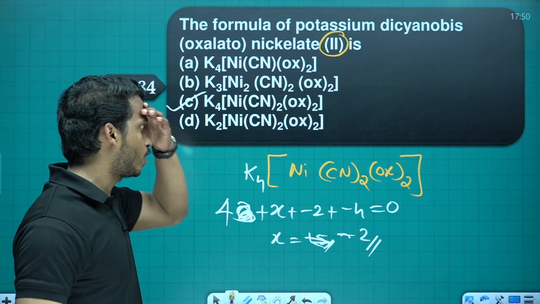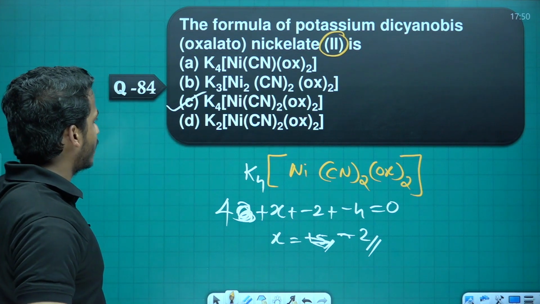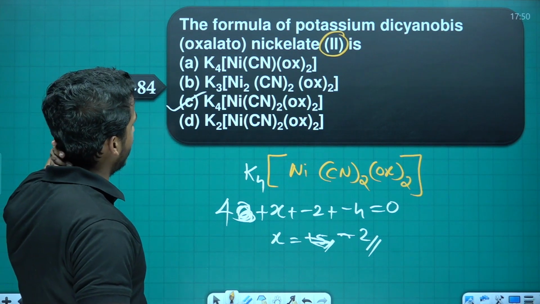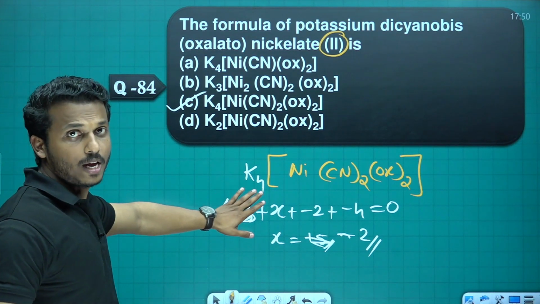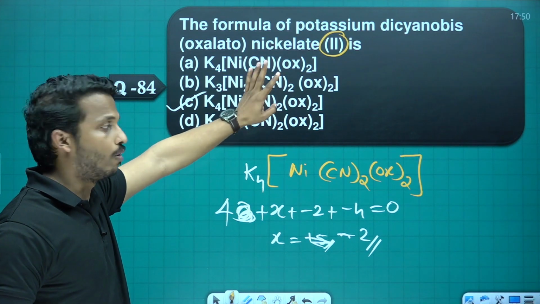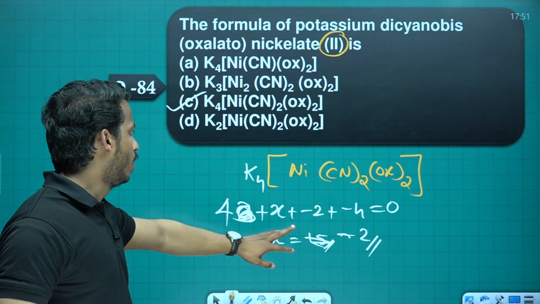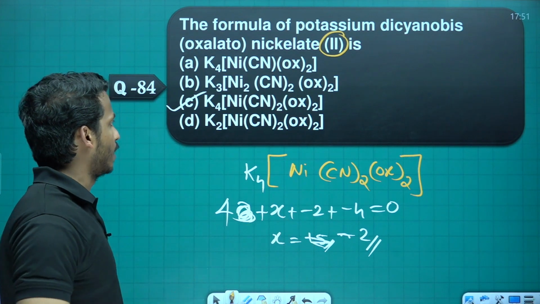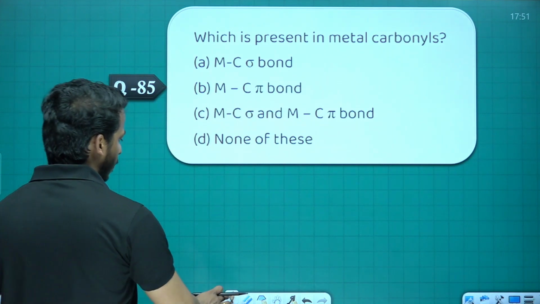Check it, all of you, whether it is correct or not. Please cross-check it, okay? So the formula of potassium dicyanido bisoxalato nickelate: 4 potassium should be outside, then only the overall charge will be 2. So here 4 potassium, excess -2, -4, overall -2 here, yes, +2, correct. Next one, which is present in metal carbonyl?